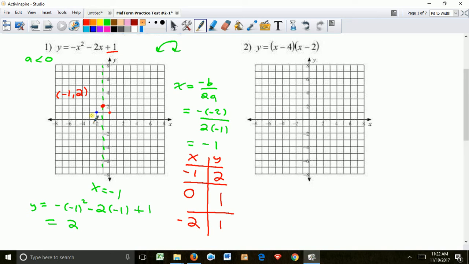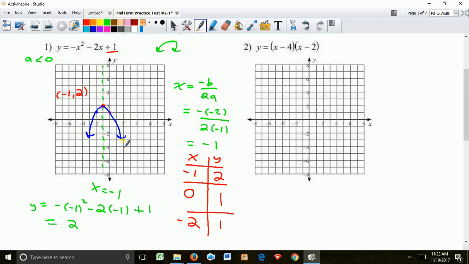The parabola does open downward, and we're drawing a parabola that does open downward, so we're doing this correctly. Make sure you connect the points with a smooth curve on both sides, and then arrows at both ends. So there is standard form.